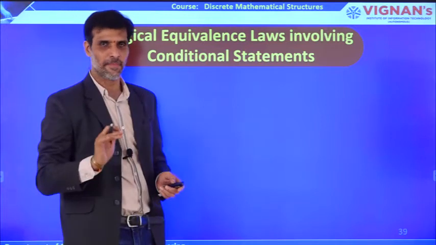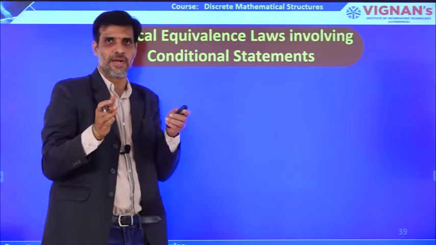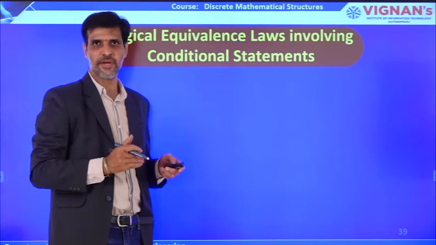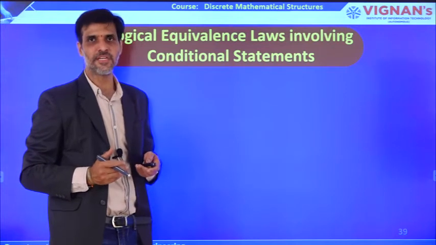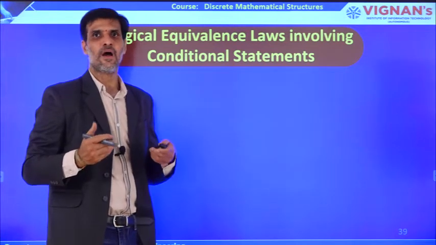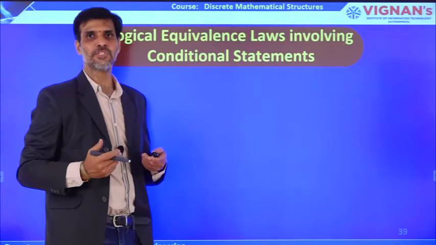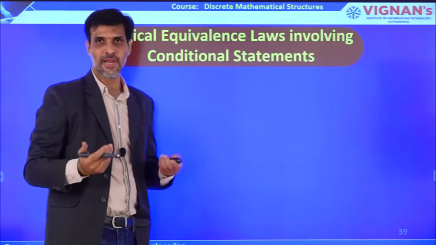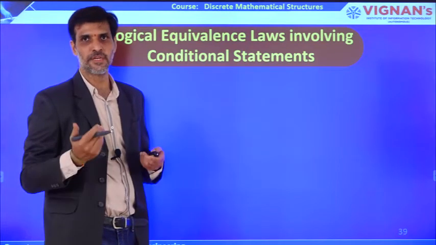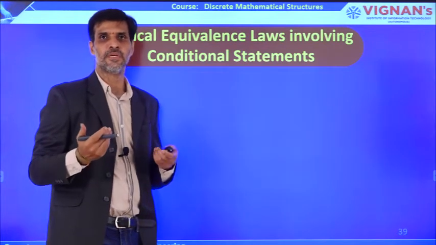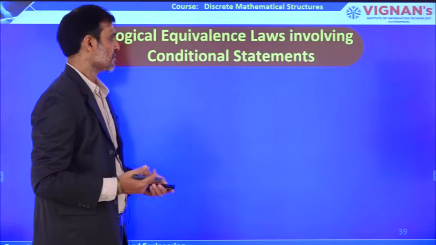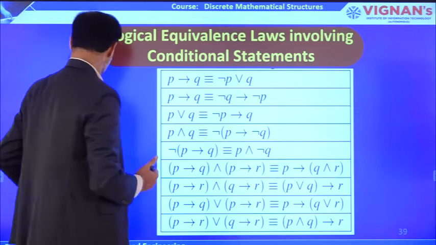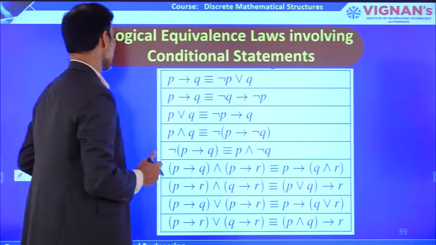Previously we discussed some. Whenever a conditional statement is given, how do we get the reverse of the conditional statement? How do we get the inverse? And how do we get the contrapositive of the given conditional statement? Other than this, there are some very useful laws which we can use to prove the given set of sentences. These are the different laws we can use based on the conditional.